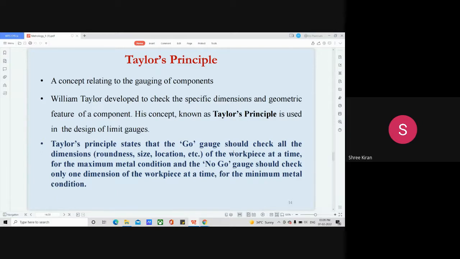Then William Taylor developed that to check the specific dimensions and geometry together. His concept is known as Taylor's principle, used to design limit gauges. Taylor's principle mainly states that the go gauge should check all the dimensions, that is roundness, size, location, etc., of the workpiece at a time for the maximum metal condition, and the no-go gauge should check only one dimension of the workpiece at a time for the minimum metal condition.